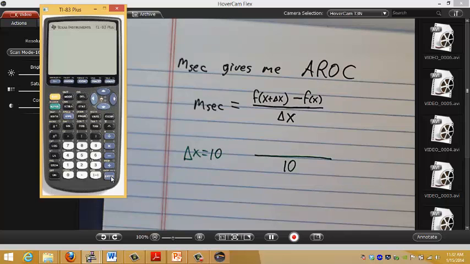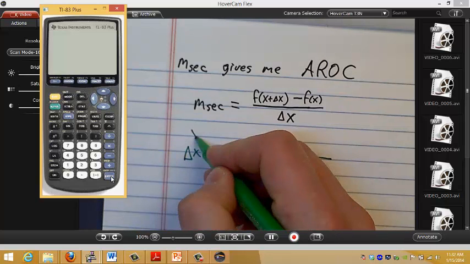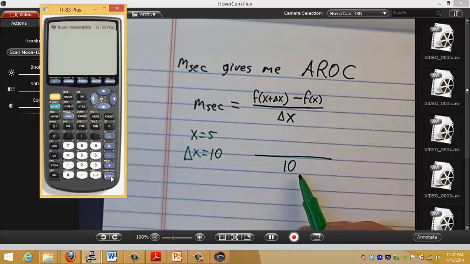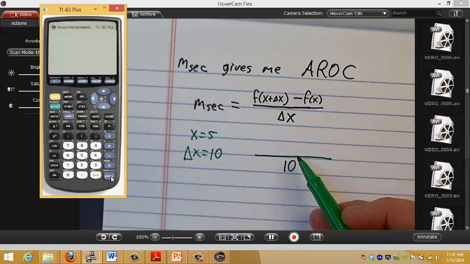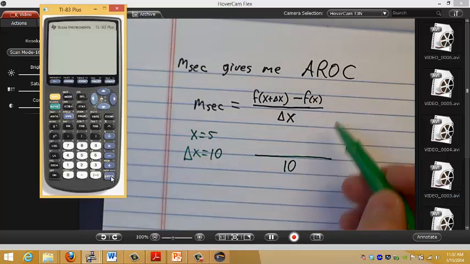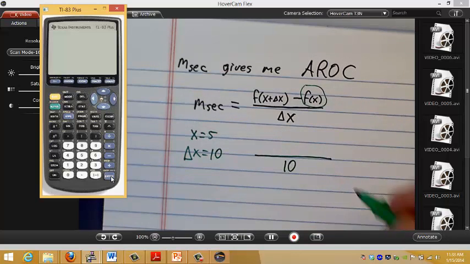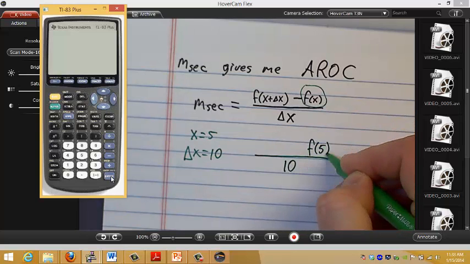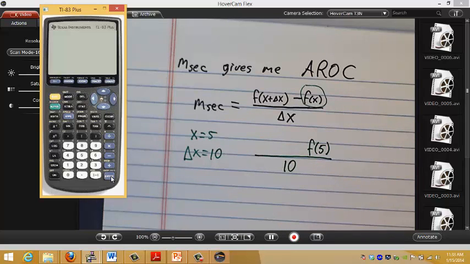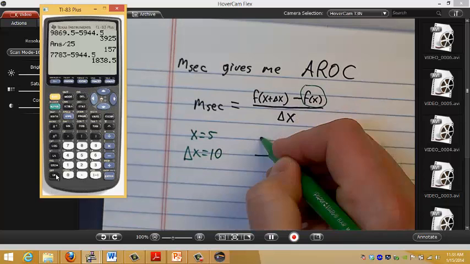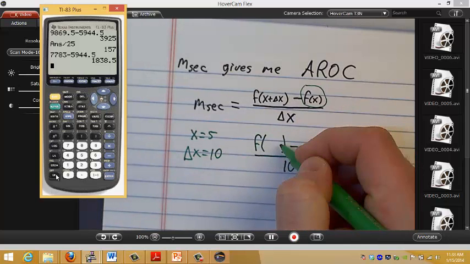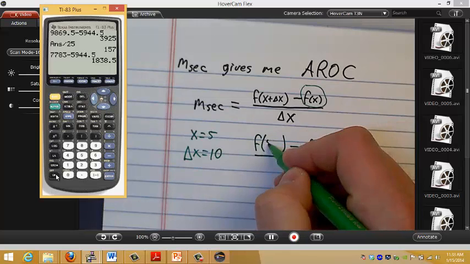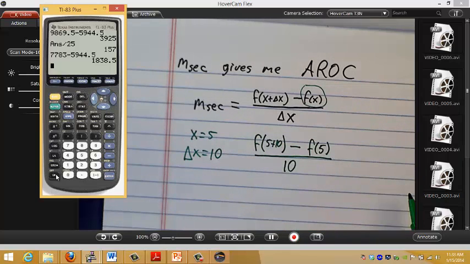And what did x equal in the problem? x was 5. When I fill in the difference quotient, I always put the delta x in first, and then I put this in, because that's easy. What's f of x? That's the same as f of 5. And that is how we did the problem. I'll turn that calculator back on for you. The first thing we did was subtract 5944.5. That's f of x. But over here, this was f of 5 plus 10. And it worked, didn't it? It gave me the slope.